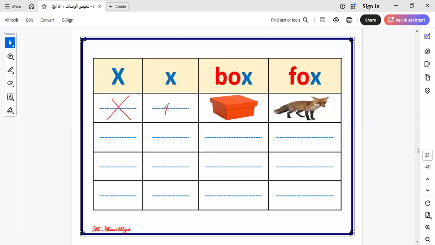Capital X and small x, it will be books and fox. Here is capital X and here is small x. Okay. Let's go to another one here.